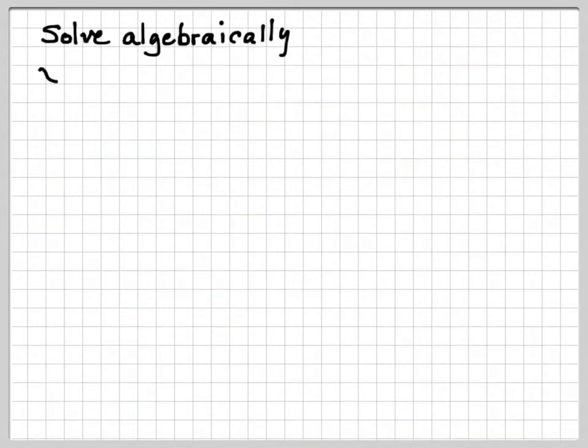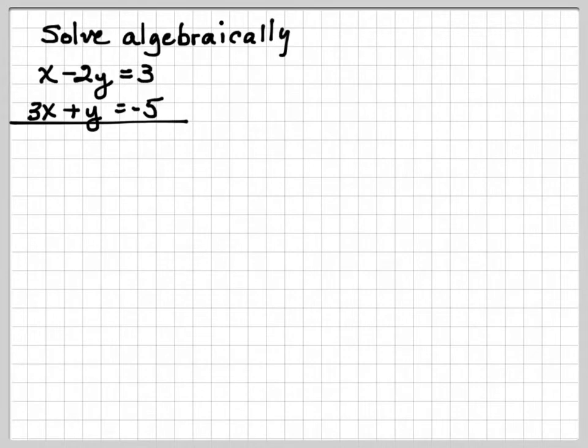Okay, so let's solve this algebraically. x minus 2y equals 3 and 3x plus y equals negative 5. We could eliminate the x's by multiplying the top equation by negative 3, or we can eliminate the y's by multiplying the bottom equation by 2. It's your choice, whichever one you want to go after. It doesn't make any difference as long as you don't make any arithmetic mistakes. You will come up with the same answer.